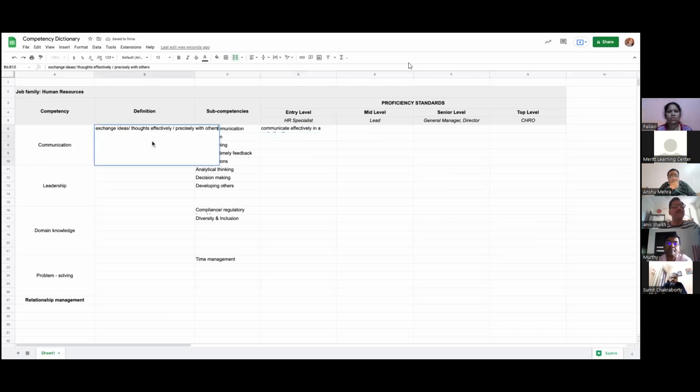Being HR personnel, sometimes we have to communicate the message of the management to the employees. With others or stakeholders? With stakeholders, whoever it may be.